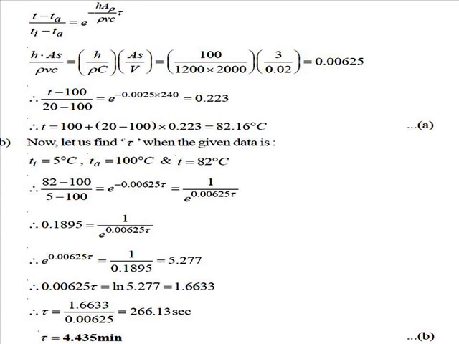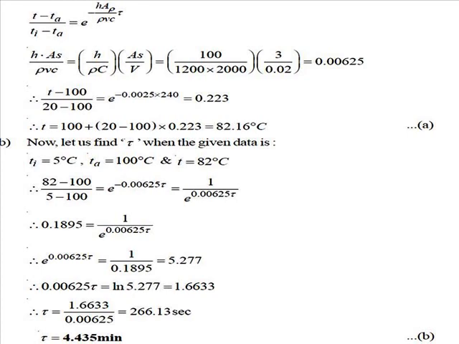So now in the second case, we have to find the time required to reach 82.16 degrees Celsius, where the initial temperature is 5 degree instead of 20 degree, because we are collecting the egg from refrigerator. So you can see 82 minus 100 divided by 5 minus 100 is equal to e raised to minus 0.00625 tau. Upon calculation, e raised to 0.00625 tau is equal to 1 upon 0.1895, that is 5.277, and from that we get tau, that is 266.13 second, that is 4.435 minute. Means instead of going with 4 minute, that is 240 second, we have to go for 266.13 second to satisfy the customer's taste.